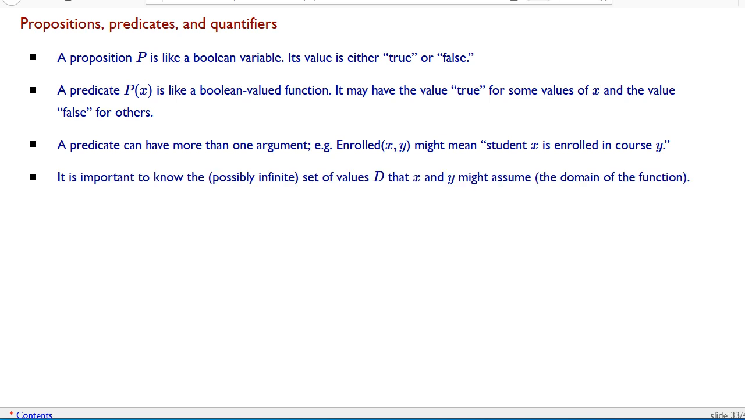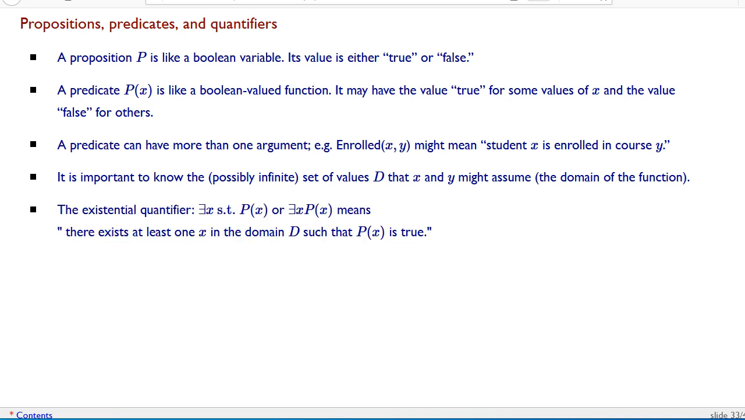When you're talking about predicates, it's important to specify the domain of the function. And in this context, that's usually called the domain of discourse. In the previous example, I might be more specific and say, I'm considering the set of Harvard courses and the set of Harvard students. And then we all know what we're talking about.